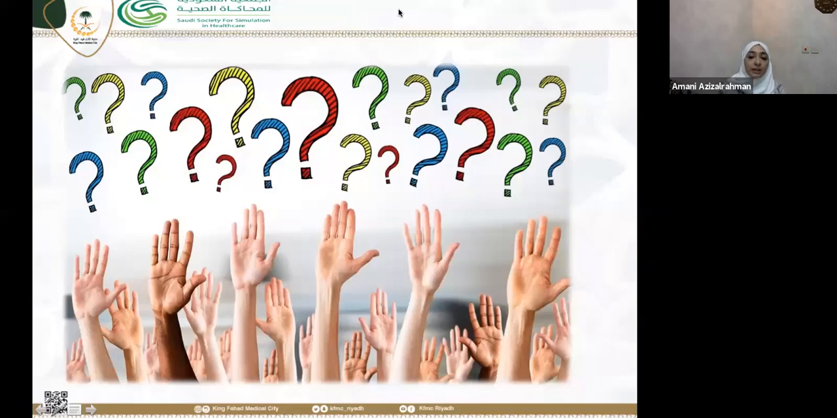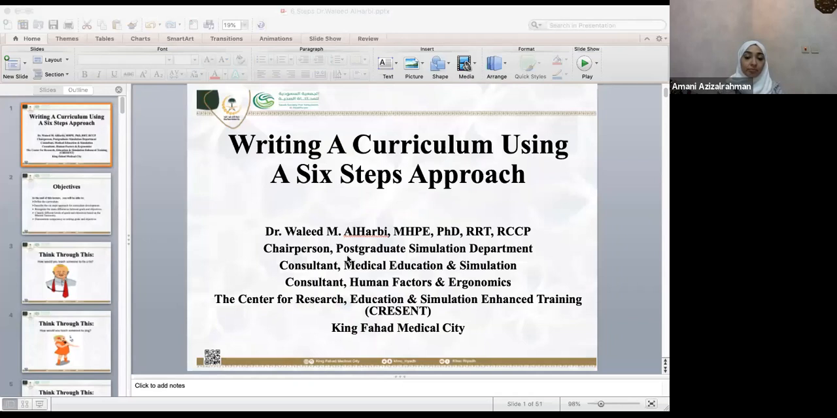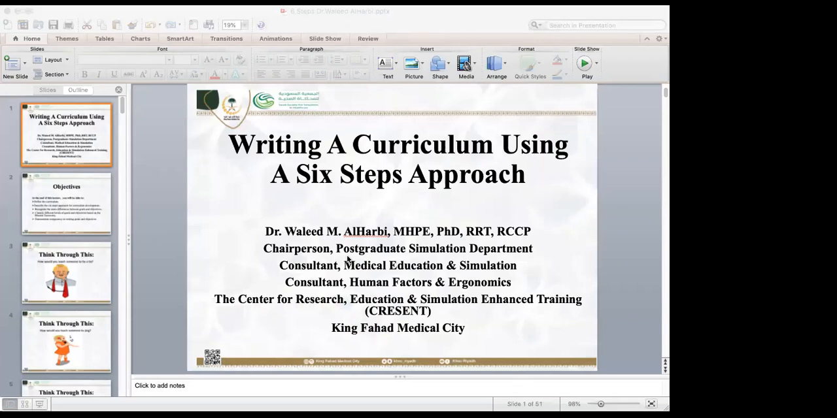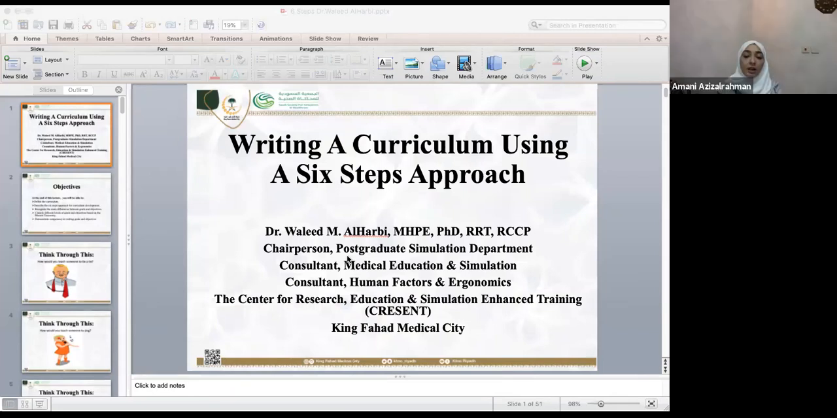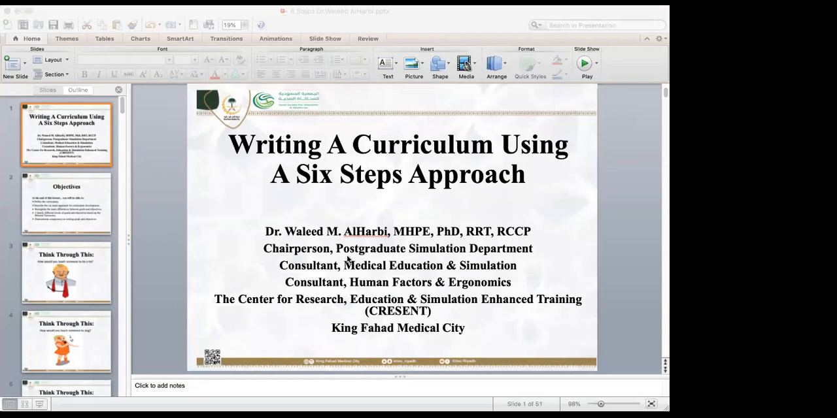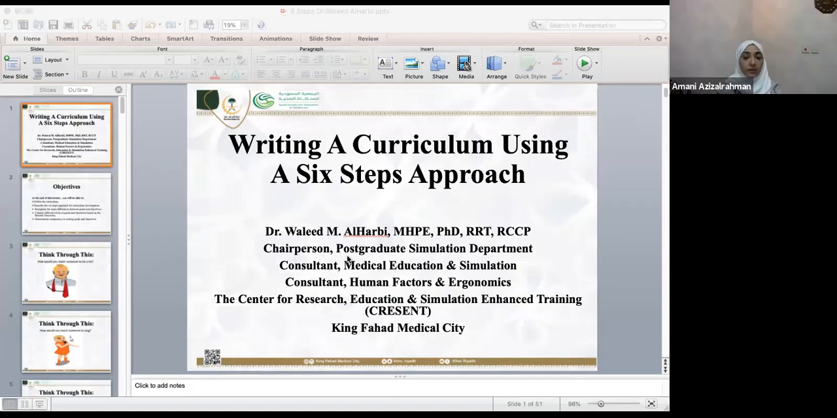What do you think about the PDCA? Can you just say what you actually mean by it? Is it a nomenclature for something? Plan, do, check, act. Yes, this is the PDCA. It can be used, but I prefer the six steps. This is the easy way to write a curriculum, even a simulation session. We apply it to both.